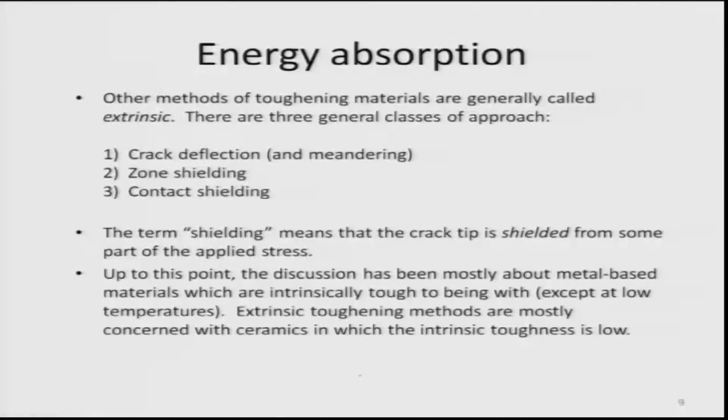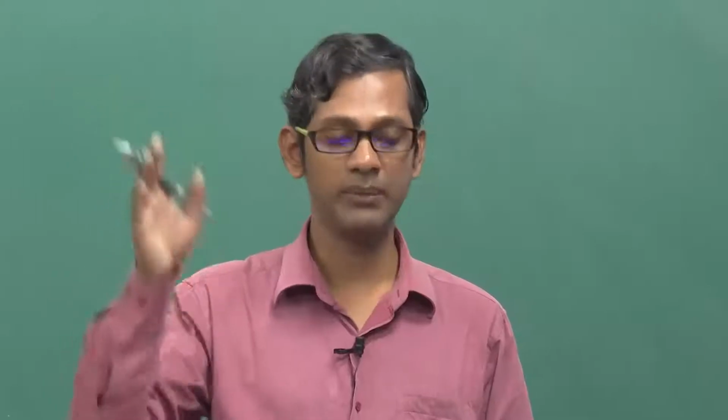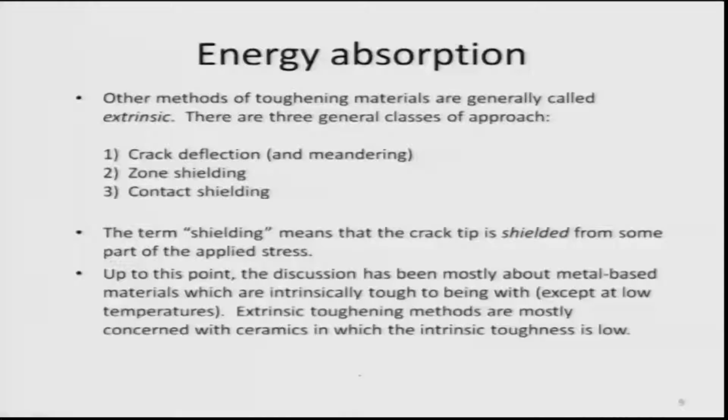The other things are called extrinsic; these are intrinsic. There are three ways of doing that. One is known as crack deflection, or meandering of cracks. Those of you who have seen rivers know they meander through the plains. The same thing can be done: the cracks can be made to meander through the material. Or you can do zone shielding or contact shielding. Shielding means the crack tip is shielded from some part of the applied stress, okay.